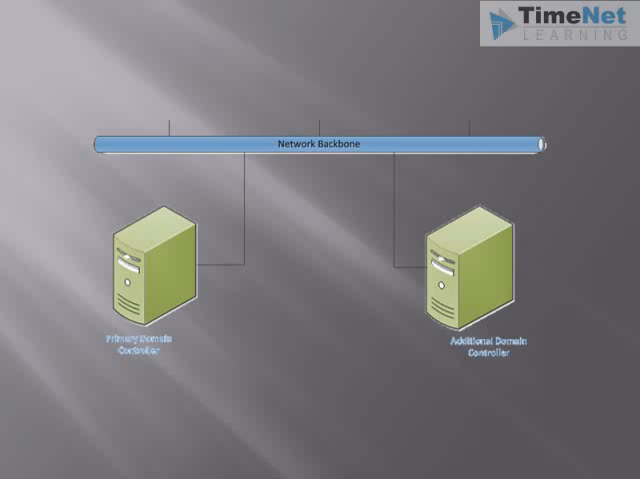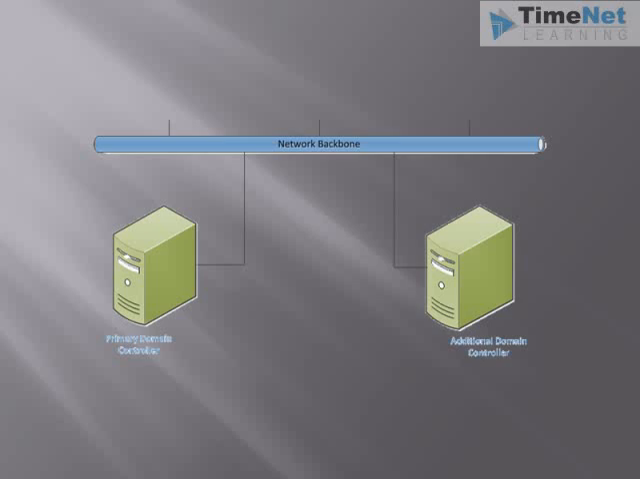Or if we think that the additional domain controller is much better, with more RAM and CPU than the primary domain controller, and we want to promote this additional domain controller to a primary domain controller, we can move the PDC emulator and some of the other roles to make this additional domain controller a primary domain controller. So these are the scenarios where we use this movement.